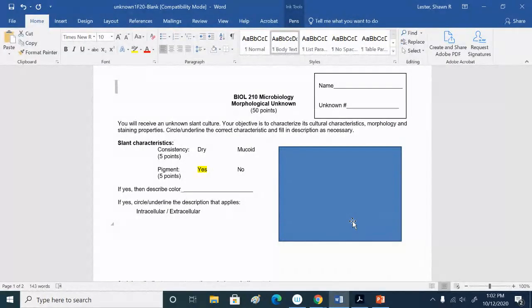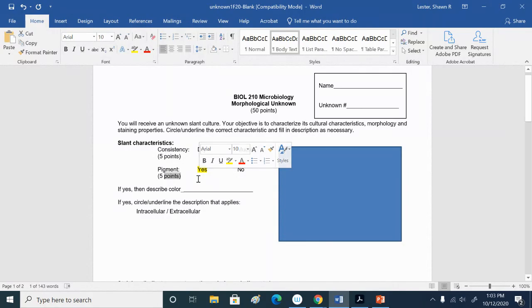So here we're giving you images of the different things. So each of you will get your own unknown sheet. It'll have an unknown number here, and you put your name in, and then there'll be a picture, consistency, is it dry or mucoid? Is there any pigment present? There are different ways you can edit this document. You can underline, you could circle things, or you could highlight, like here, I highlighted in yellow. So you just need to be able to let me know what your choice is on the handout.